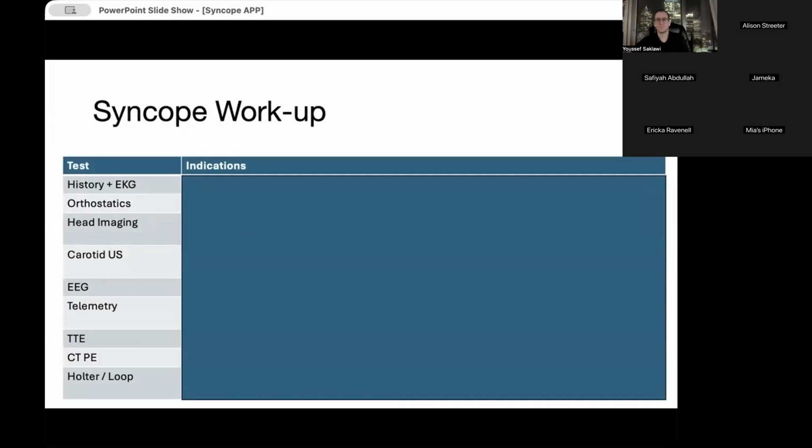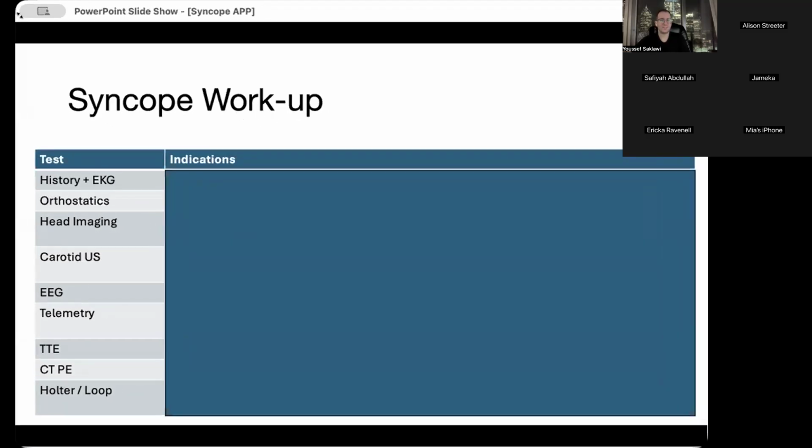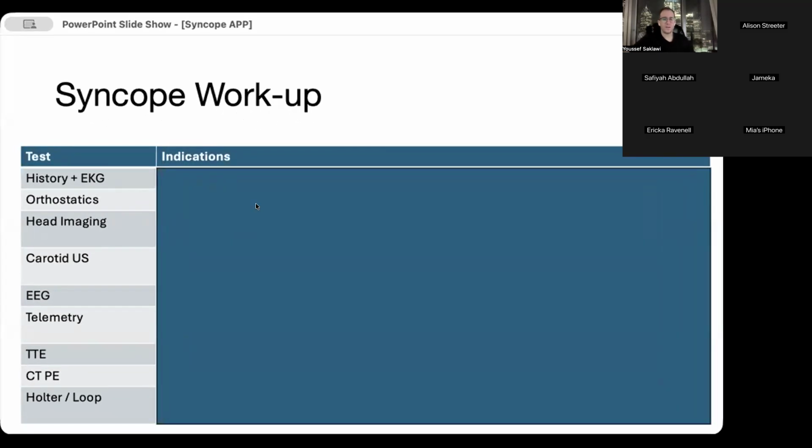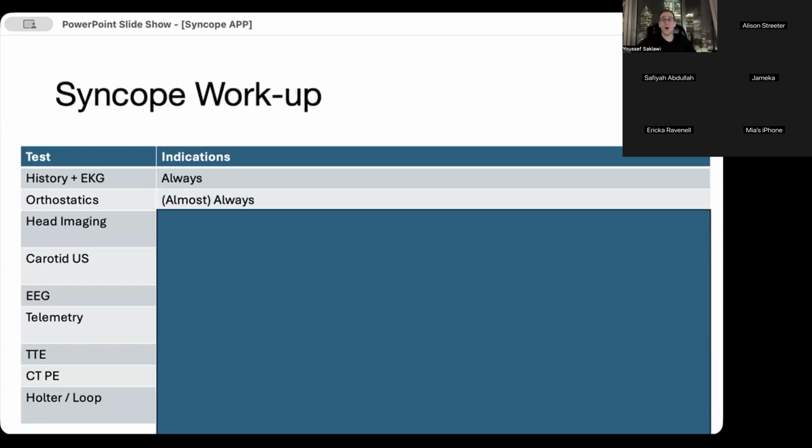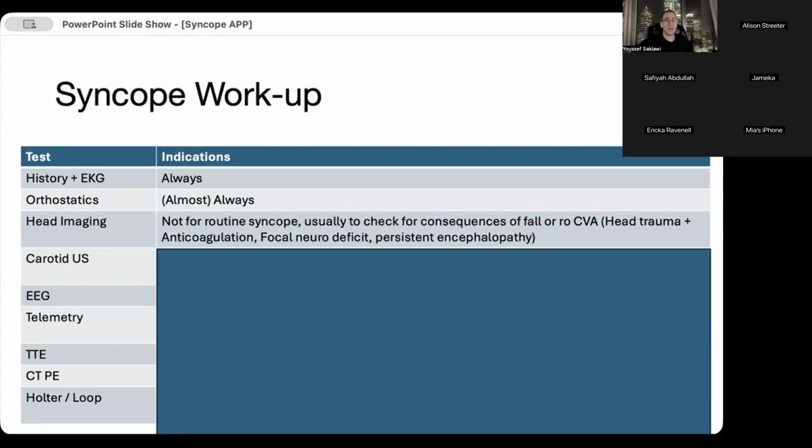All right. So let's recap everything we talked about today in syncope. Let's talk about the indications for all these tests. History and EKG is always. Orthostatics, almost always. So if your patient can walk, they need orthostatics if they're coming in for syncope. Head imaging is not indicated for routine syncope. Usually you want to check for either consequences of a fall or a syncope mimic, like, did they have a stroke, or head trauma on anticoagulation, focal deficit, or persistent encephalopathy? But otherwise, it should not be part of routine syncope workup.